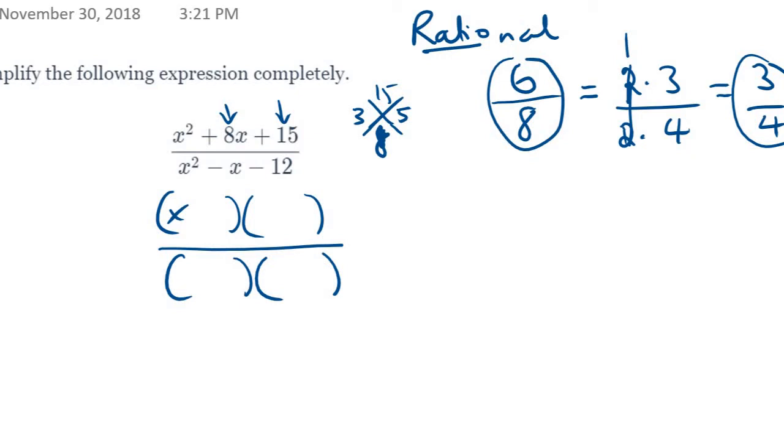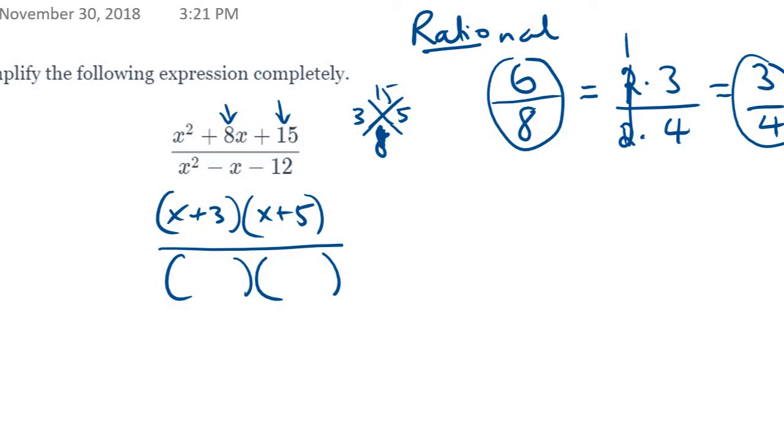For the rest of this video, I'm going to assume you know how to factor, so I'm just going to go through the factoring without really explaining it. If you need to know how to factor, just go back and search for that video on factoring trinomials. All right, so this is x plus 3 and x plus 5.